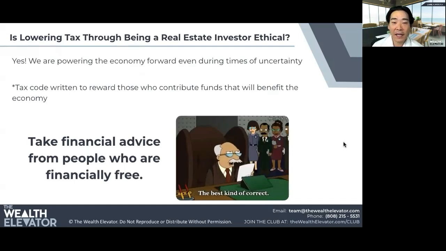And that's where the way the tax code is written comes in. It's written to reward those who contribute funds that will benefit the economy, their tax incentives in a way. Mom and dad, the IRS, they want us to put money in certain places. The reason why it's so big is that there are so many of these tax incentives. We're just being selective here on which ones we typically go into. But a lot of these things are time tested and exactly what the government wants at the end of the day. Take financial advice from people who are financially free and see what they're doing in terms of strategy. And of course, always run it through your professional team.